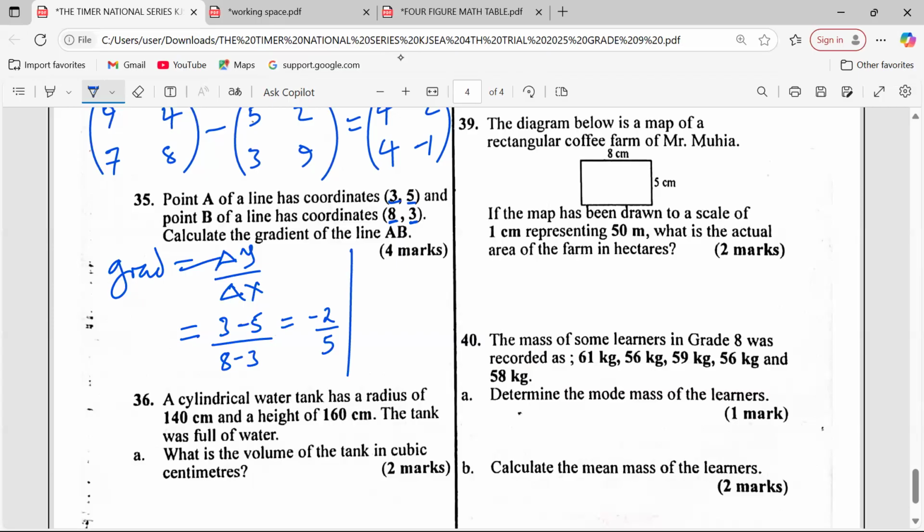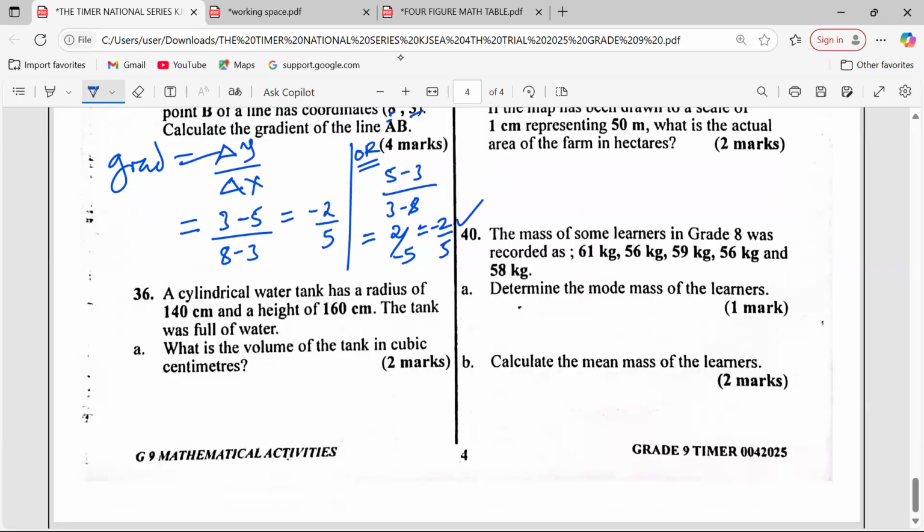Negative 2 over 5. Remember, this can also be worked out as we can begin with any coordinate as long as it is change in y over change in x. So we can begin with the first y, 5 minus 3, divided by change in x, 3 minus 8, sorry, so negative 5. So 2 over negative 5, giving us negative 2 over 5 as the final answer. So you can begin with any coordinates and you shall get your answer.